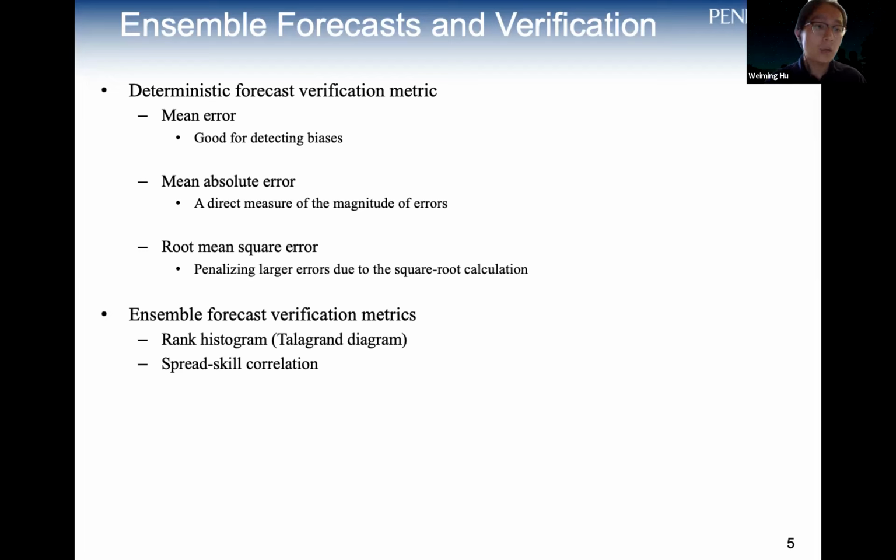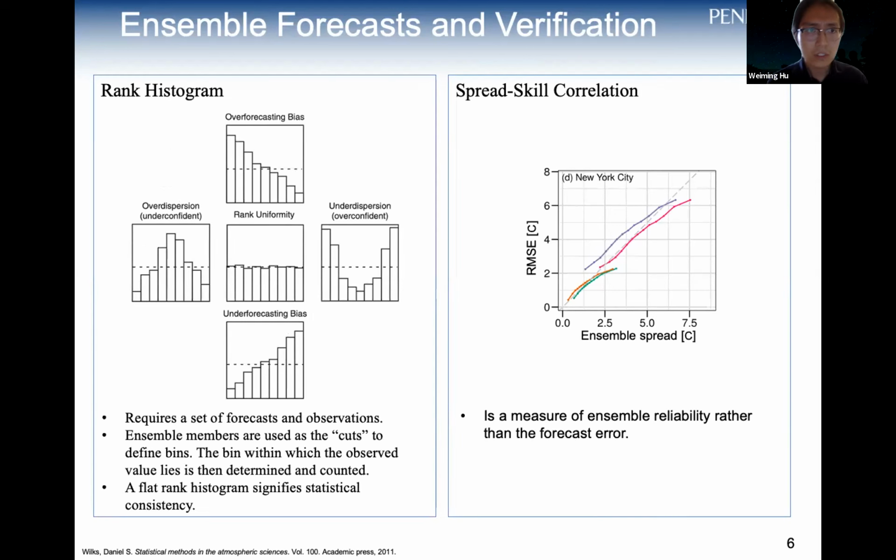So what if we want to stay as ensemble forecast? Well, there are many different types of verification metrics to choose from. Today, I choose two metrics that are specifically related to the talk today. The first one is rank histogram, also referred to as the Talagrand diagram. The second one is spread skill correlation. So let's dive in a little bit deeper.